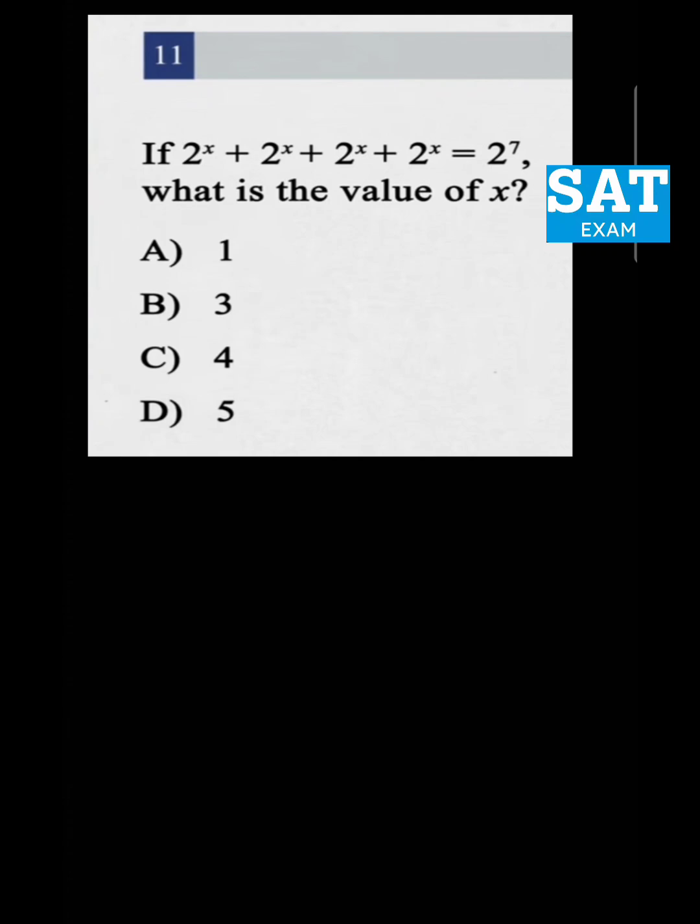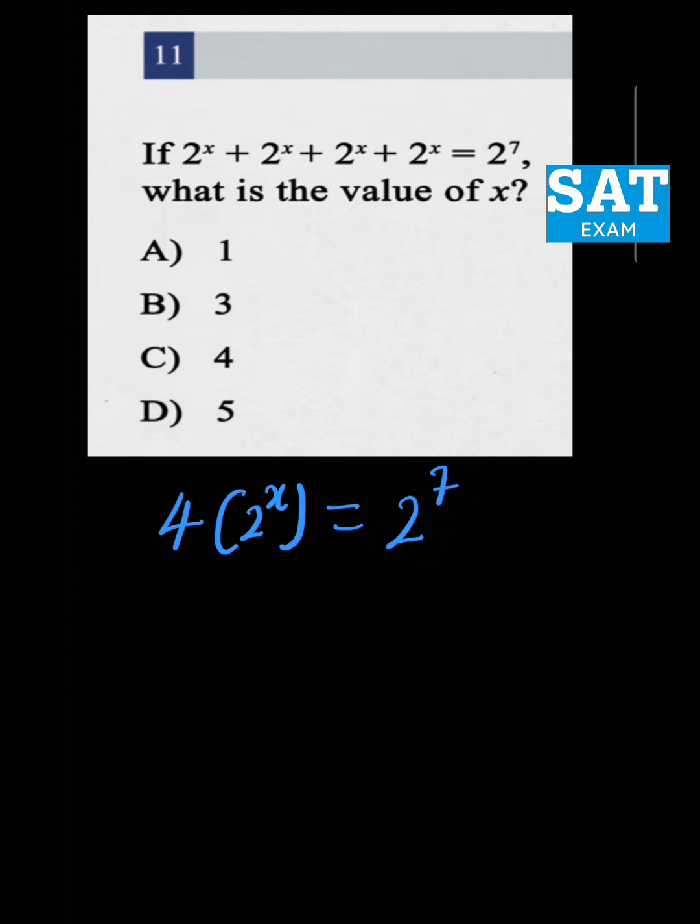If 2 to the power of x plus 2 to the power of x plus 2 to the power of x plus 2 to the power of x is equal to 2 to the power of 7, then what is the value of x? So if you look at the left hand side of this equation, we are adding the same thing 4 times. So this is going to be the same as 4 of 2 raised to the power of x, which is going to be equal to the right hand side, which is 2 raised to the power of 7.